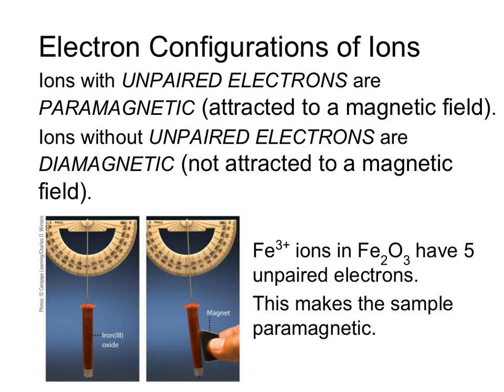This can help us predict if something will be magnetic or not. Atoms or ions with unpaired electrons are what we call paramagnetic, and they will be attracted to a magnetic field. Atoms or ions without unpaired electrons are diamagnetic and not attracted to a magnetic field. And so if we have iron(III) oxide, the iron 3+ ions in there have 5 unpaired electrons, which makes that sample paramagnetic. Iron(III) oxide will be attracted to a magnet.